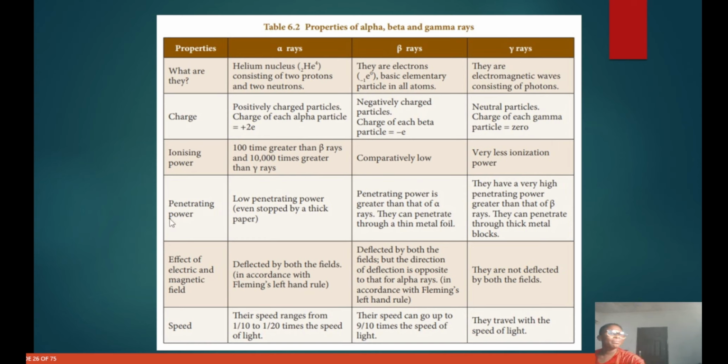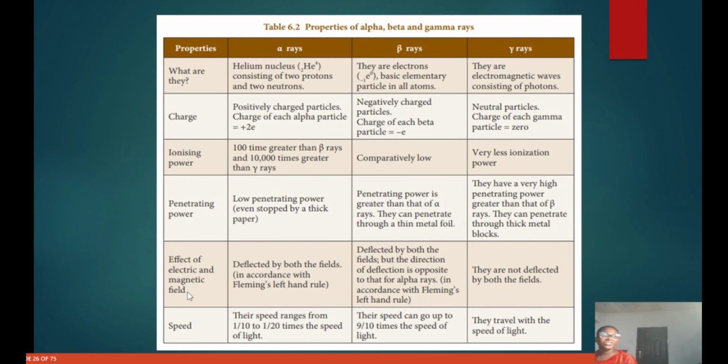Then penetrating power. That is where the gamma ray comes in. Alpha has very low penetrating power, like it can only go through a sheet of paper. Beta's penetrating power is more than that of the alpha ray. They can penetrate through a thin metal foil. But gamma has high penetrating power, greater than that of the beta ray, and they can penetrate through thick metal blocks, through very thick metal. So gamma rays have high penetrating power.